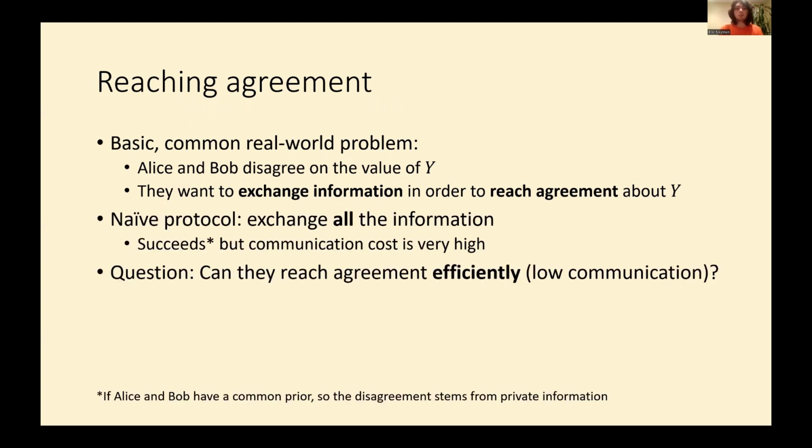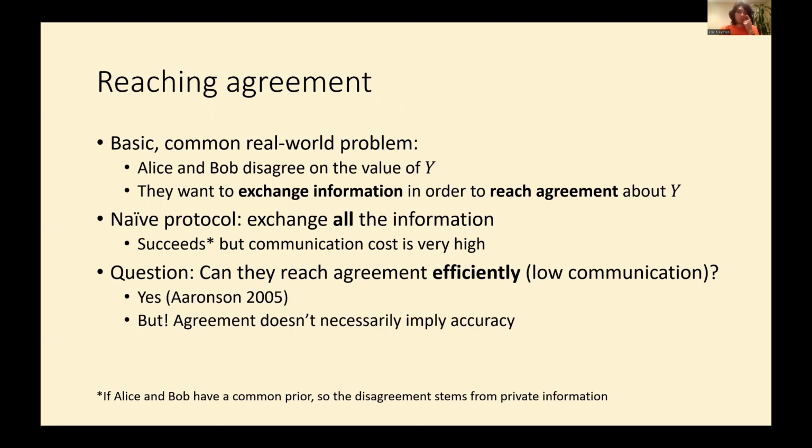Now, of course, they could exchange all of the information that they have, and then they will agree, but that is potentially very costly. And so the question for theoretical computer scientists is, how can they reach agreement efficiently from the standpoint of communication, if that's possible at all? The answer turns out to be that yes, it is possible. But even if they reach agreement, they aren't necessarily correct. And so our work aims to bridge that gap.